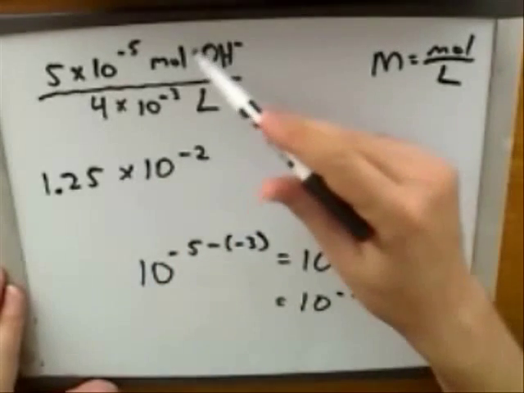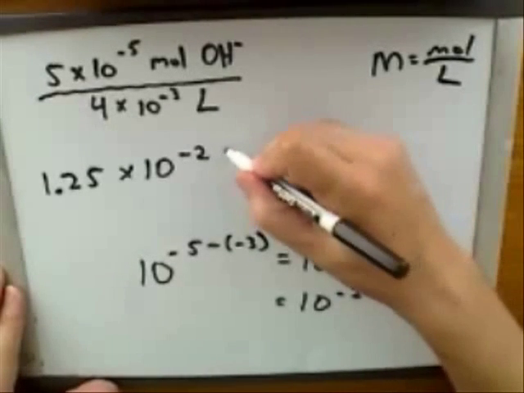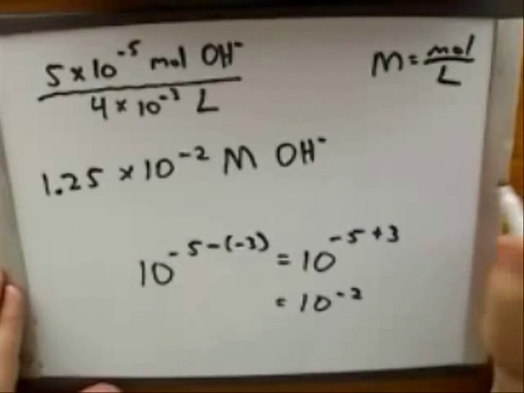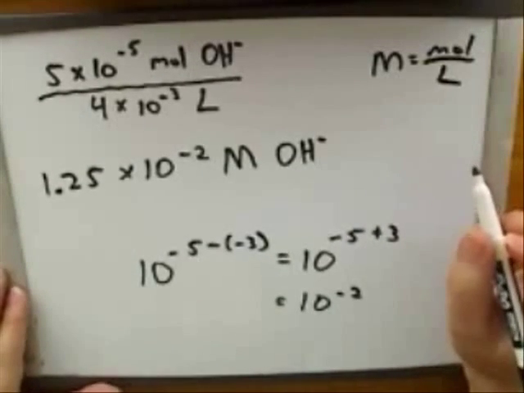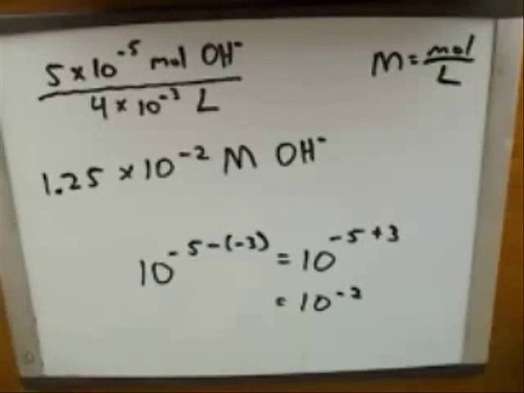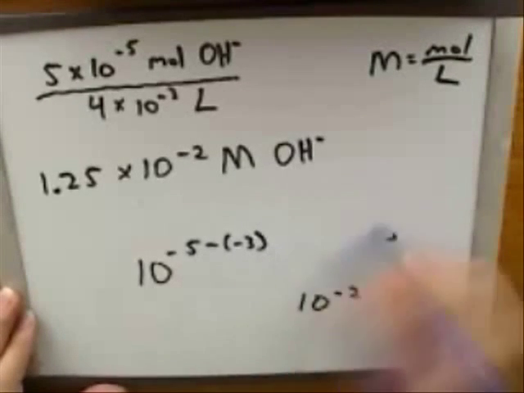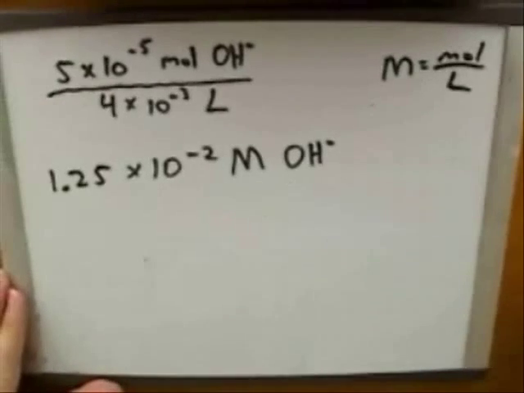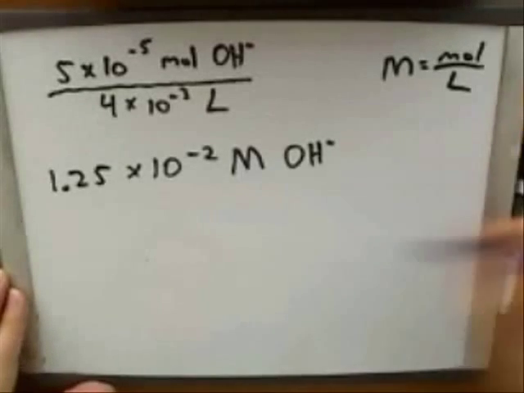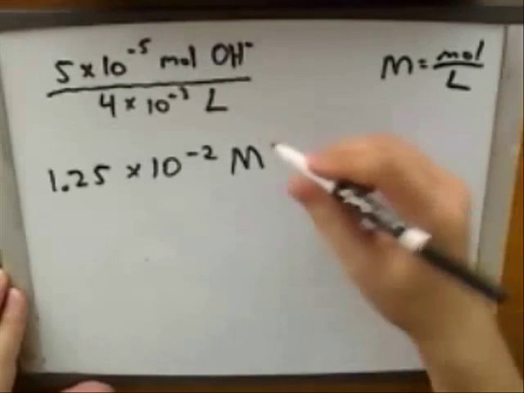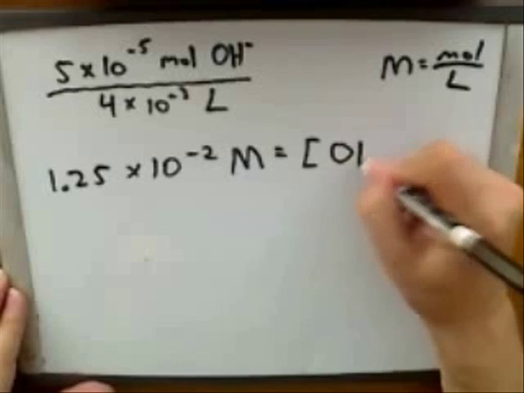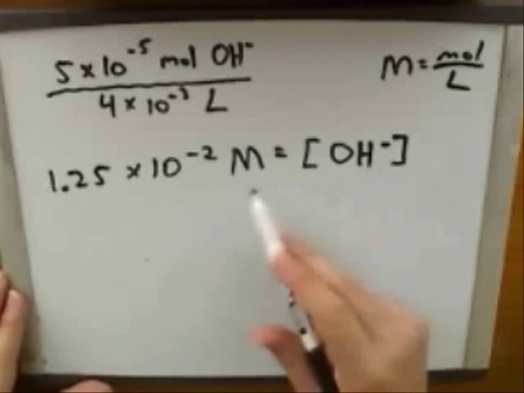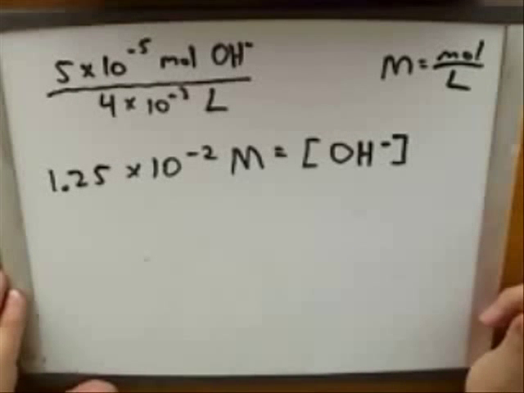And now we really do have moles per liter. Now we really do have molar hydroxide, a concentration of 1.25 times 10 to the -2 molar hydroxide. And now it would be legal to say that this equals the hydroxide concentration. Now we can label this with brackets because this is in molars, moles per liter.